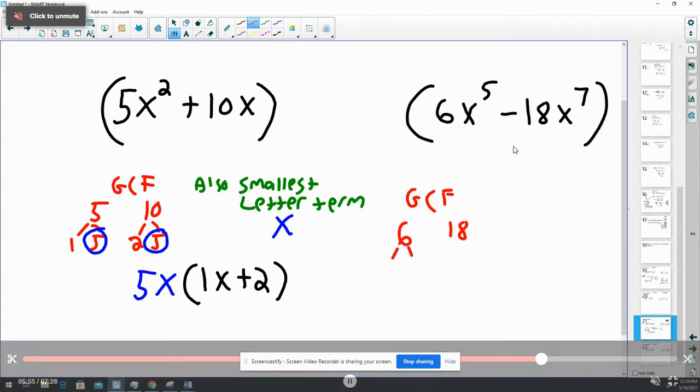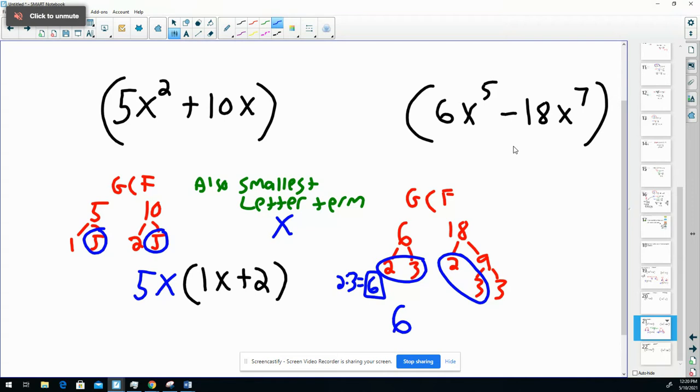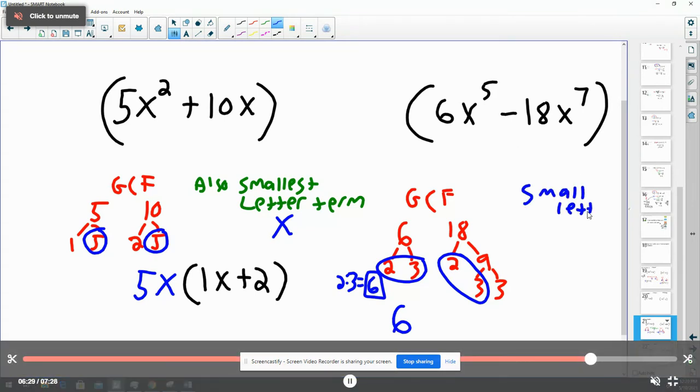Okay, moving on to this one. We have 6 and 18. Notice how I'm doing 18 and not negative 18. I'm just going to keep that minus sign when I factor it out. So we're just worried about the factors of positive 18. They both have a 2 and a 3 in common. So we multiply those together. 2 times 3 gets us 6. So we factor out a 6 and our small letter term.